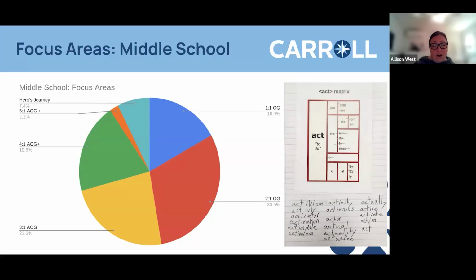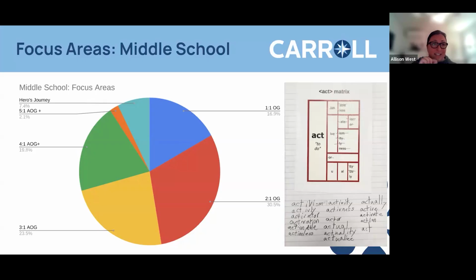So while you saw close to 50% of lower school students in a one-on-one OG tutorial, in the middle school, we have about 16% of students in a one-on-one. And 30% are in a two-on-one. And as students move into groups, sorry, let me point out here, we have 3-on-1 is about 23%.